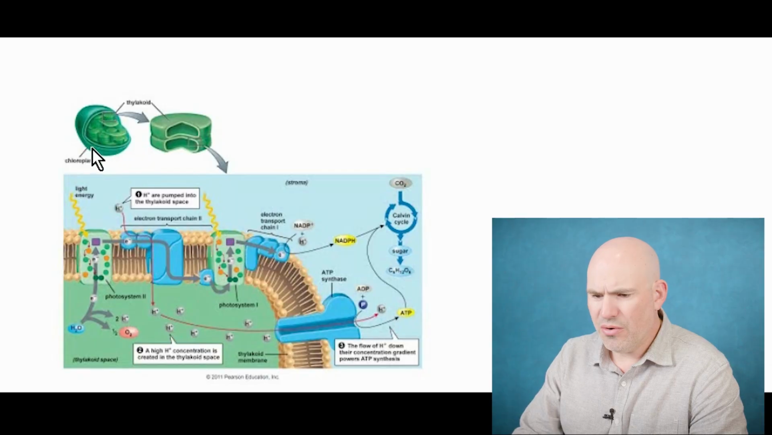So remember, we're in the organelle, the chloroplast, and within the chloroplast are all of these green discs called thylakoids. We saw that when we were talking about the summary of photosynthesis. And so the light reaction is happening in the thylakoids. More specifically, the majority of it happens within the membranes of the thylakoids.